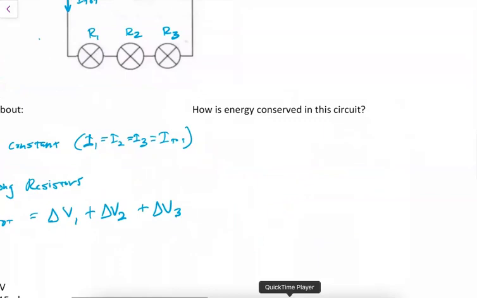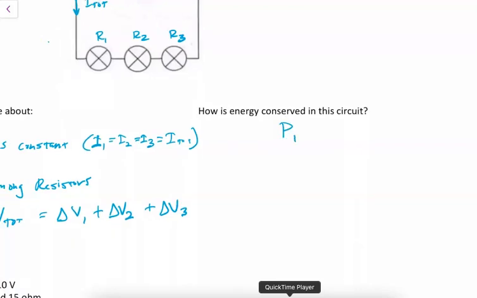And how is energy conserved in the circuit? Well, we know that the initial energy is equal to the final energy. We know the voltage is a form of energy, right? It's like an energy density, joules per coulomb. So we can also think that this total power is going to be equal to P1 plus P2 plus P3. As it moves around the circuit, it's dropping off energy in each case.